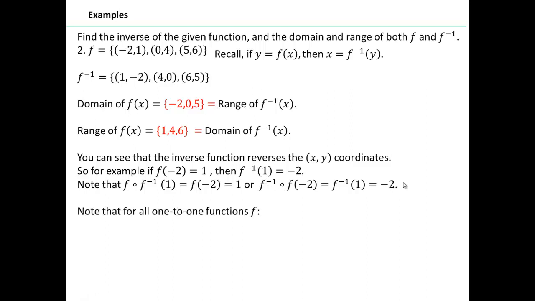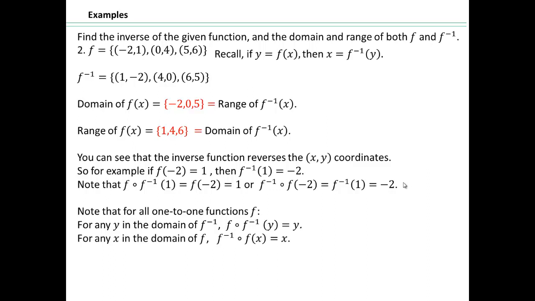So note that for all one-to-one functions, for any y in the domain of f inverse, f composite f inverse of y is y. For any x in the domain of f, f inverse composite f of x is equal to x. Just remember that.